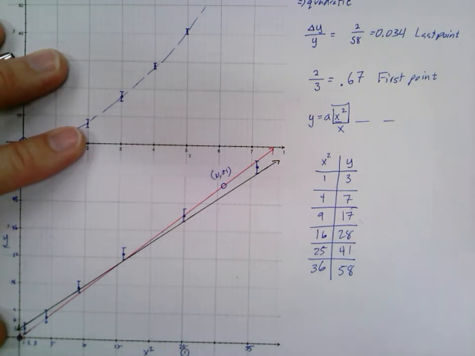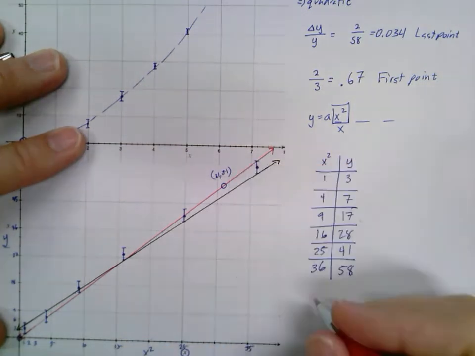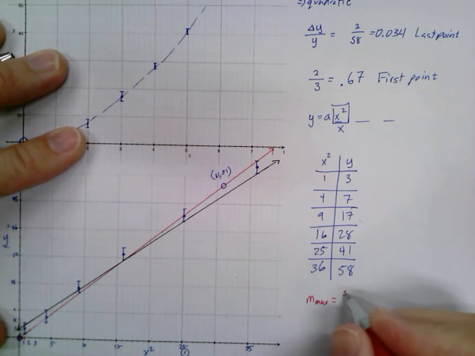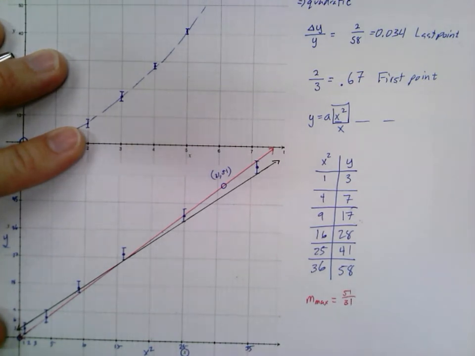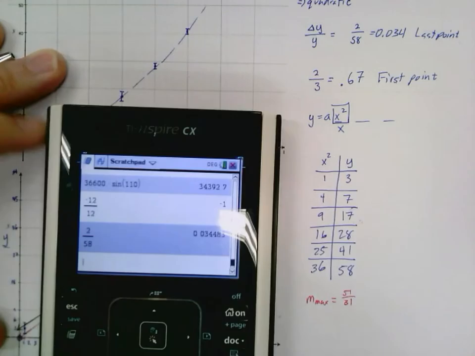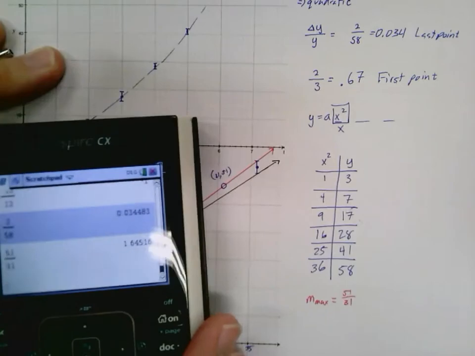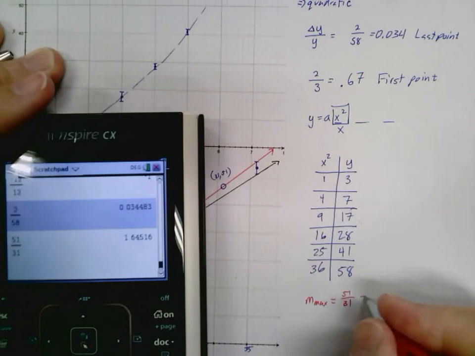So the slope of my red line, the maximum slope or maximum gradient, would be 51 over 31. And I'm going to go ahead and put that into my calculator. I know I want a decimal approximation, so 1.6. Again, I'm working with 2 digits, so that's equal to 1.6.